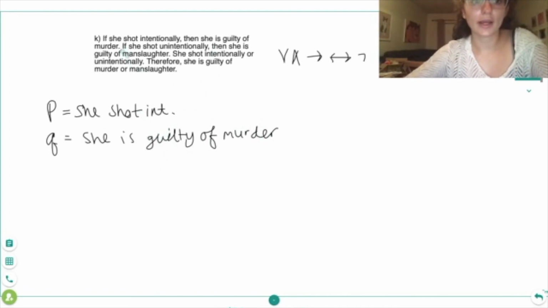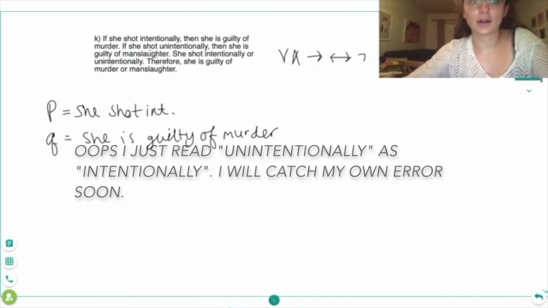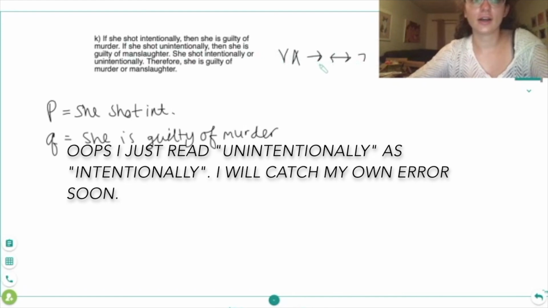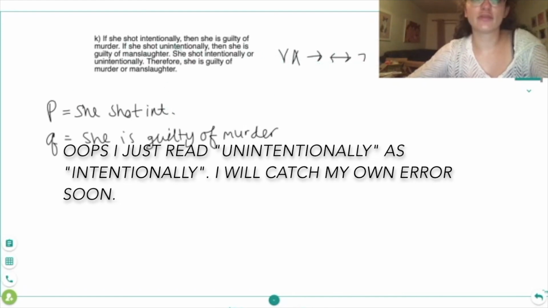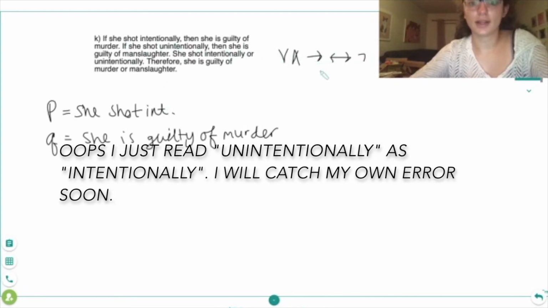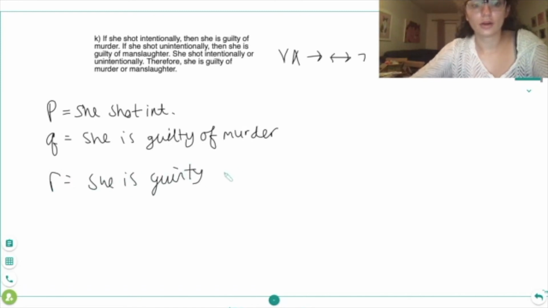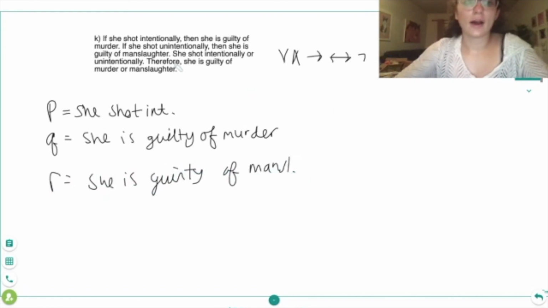Okay, I'm here now. "If," again, that's contained here, "she shot intentionally." Okay, that "she shot intentionally" is not contained here, but I already labeled it. So it'd be like if P, then, again, that's from here, "she is guilty of manslaughter." Okay, P, Q, let's do R. "She is guilty of manslaughter." Okay. "She shot intentionally or unintentionally."